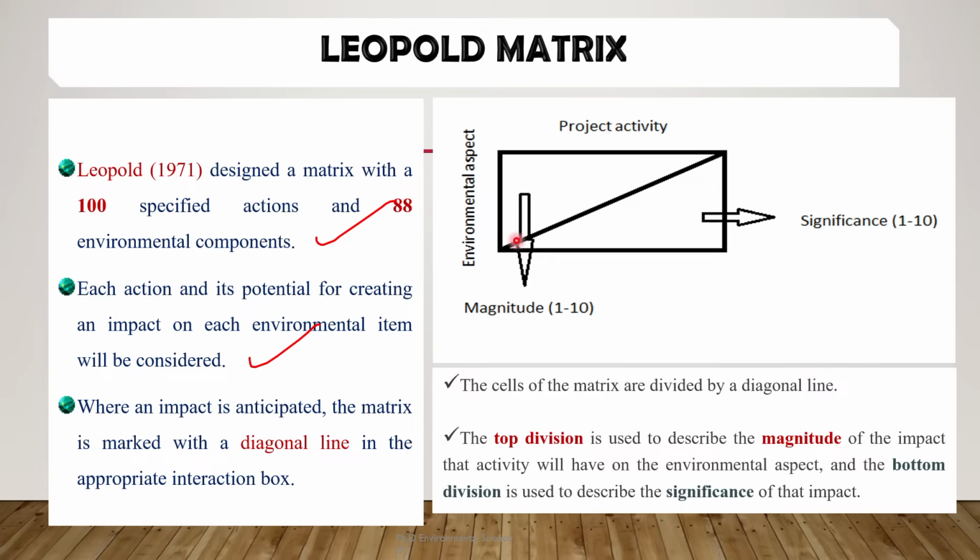The cells are divided into two sections by the diagonal line. The top division is used to describe the magnitude or intensity of the impact. The magnitude is often quantified on a scale such as from 1 to 10, indicating the strength or extent of the impact. Then the bottom division is used to describe the significance or importance of the impact. Significance is also quantified on a similar scale, reflecting the importance or relevance of the impact in the context of the environment.